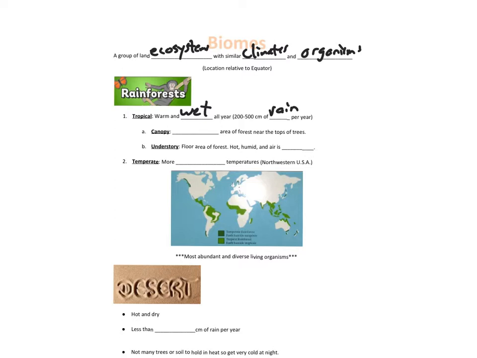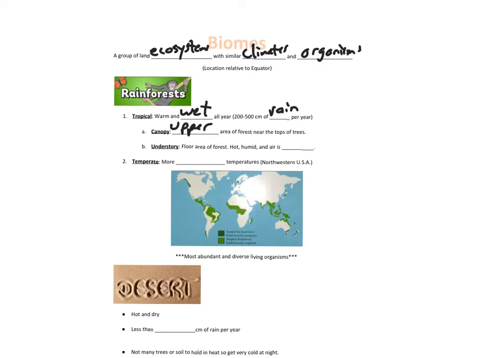We divide tropical rainforests into two sections. We have the canopy, and that is the upper area of the forest near the tops of trees. An incredibly diverse number of living organisms live almost exclusively in the canopy. They never come down from the canopy. They spend their entire lives there. But beneath the canopy, an equal, if not greater, quantity of living organisms live in what's called the understory, or the floor of the forest.